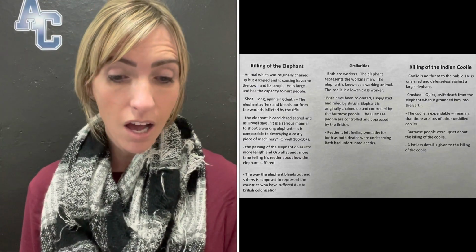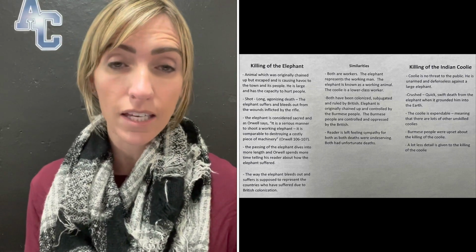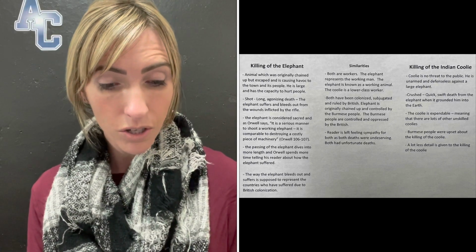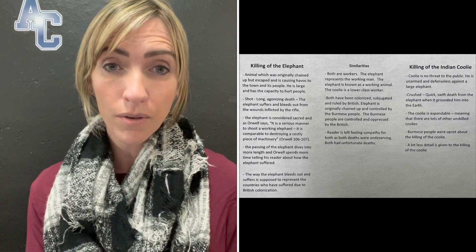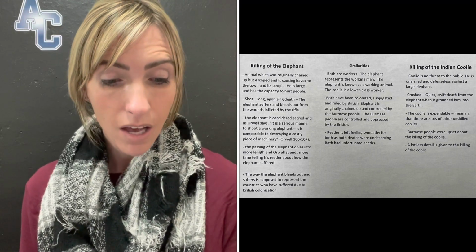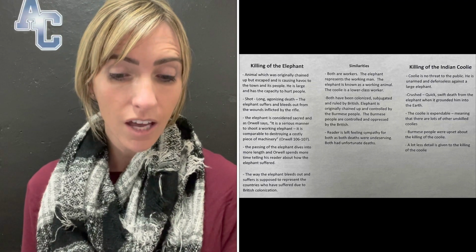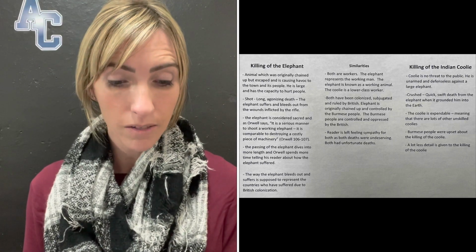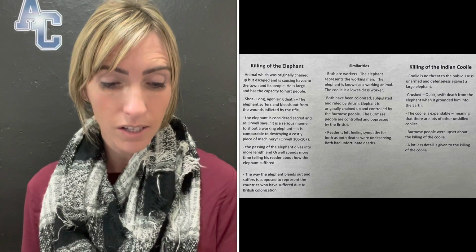So the first compare and contrast we are going to do is the killing of the elephant versus the killing of the Indian coolie. So the killing of the elephant, it was an animal originally chained up but escaped, and it caused havoc to the town and its people. Obviously, we know elephants are large and have the capacity to hurt people because of their size. The elephant was shot. It suffered a long and agonizing death. The elephant suffered and bled out from the wounds inflicted by the rifle when George Orwell shot the elephant. The elephant is considered very sacred, and Orwell makes a statement there in regards to that.